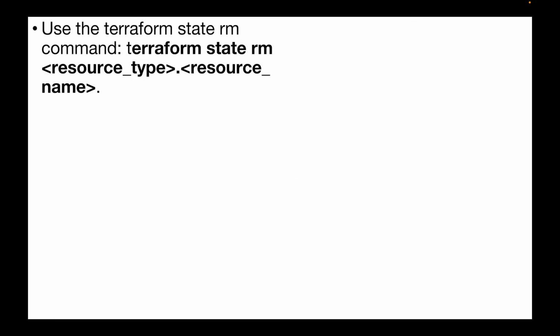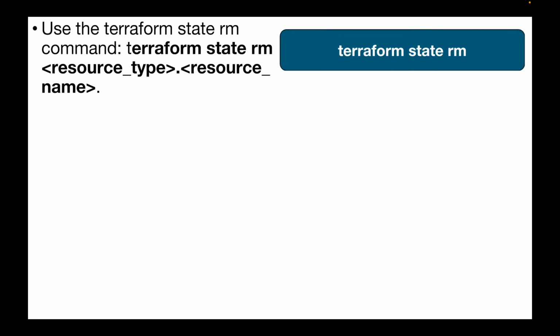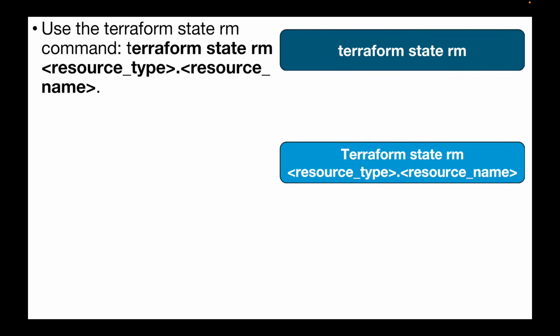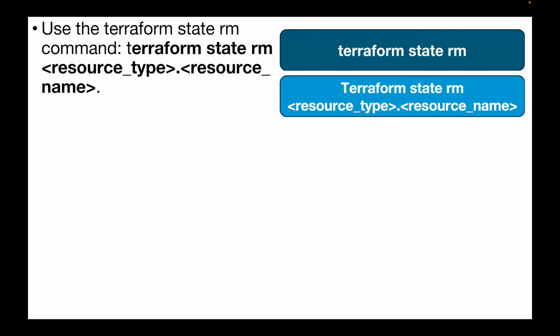So for this, we can use the terraform state rm command. Basically the command would be terraform state rm, your resource type dot the resource name. For example, let's say you want to remove an instance. The command would be terraform state rm aws_instance dot the name of the instance that you have given.